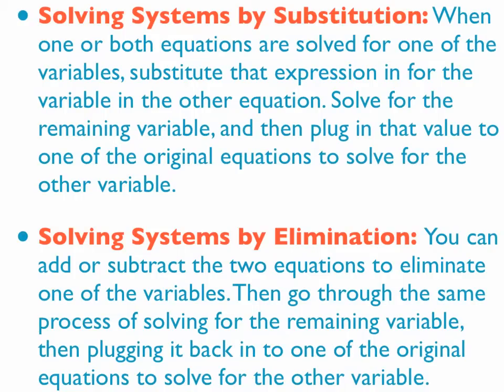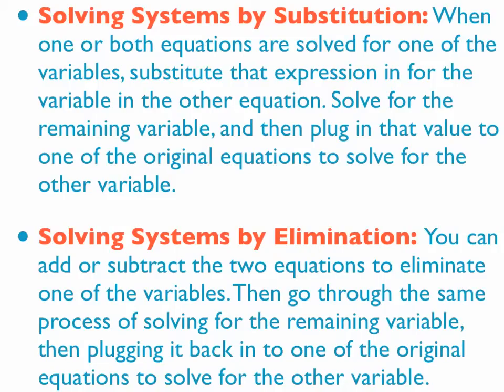This says solving systems by substitution. When one or both equations are solved for one of the variables, substitute that expression in for the variable in the other equation. Solve for the remaining variable and then plug in that value to one of the original equations to solve for the other variable and get your ordered pair. To solve systems by elimination, you can add or subtract the 2 equations to eliminate one of the variables. Then go through the same process of solving for the remaining variable, then plugging it back in to one of the original equations to solve for the other variable.